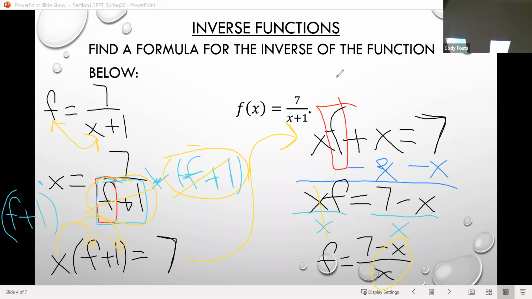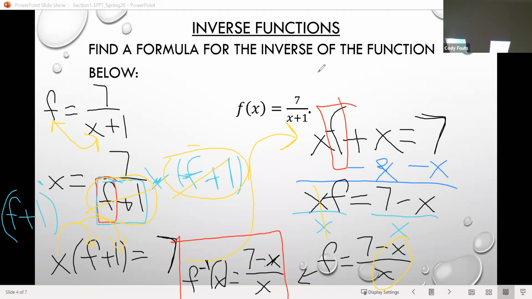One more thing we have to do to write our final answer is, because this is the inverse, if you recall, we have that special notation we use with inverses, which is the f with the -1 here. So this means f inverse of x equals 7 minus x all over x. And this thing that I'm boxing in red right here is our final answer for our formula. I apologize that at this point the work is a little sloppy. Hopefully you were able to follow it as we did it.